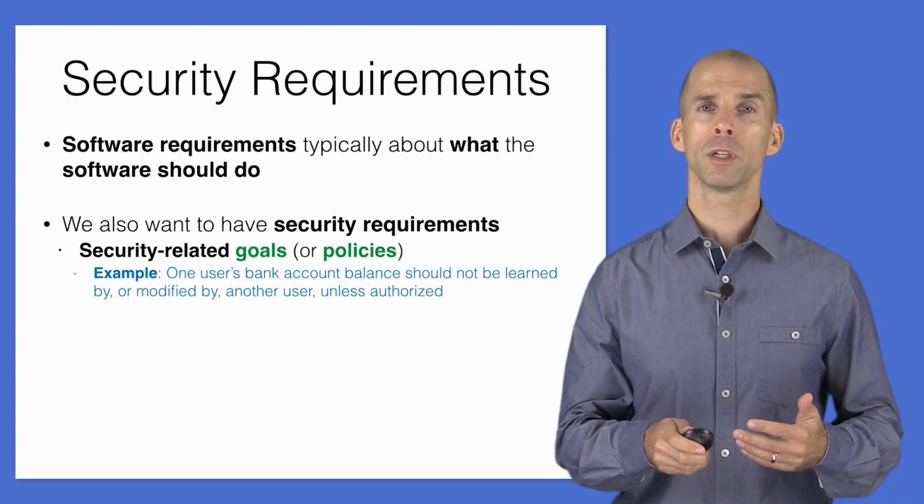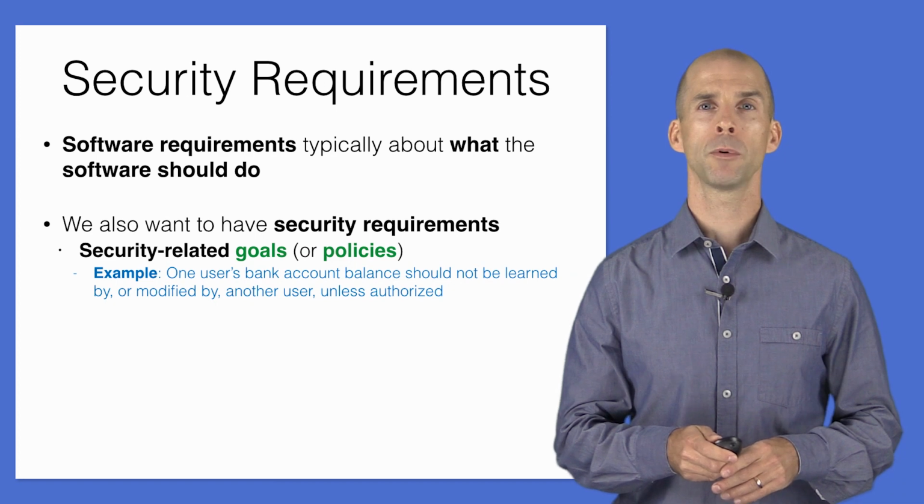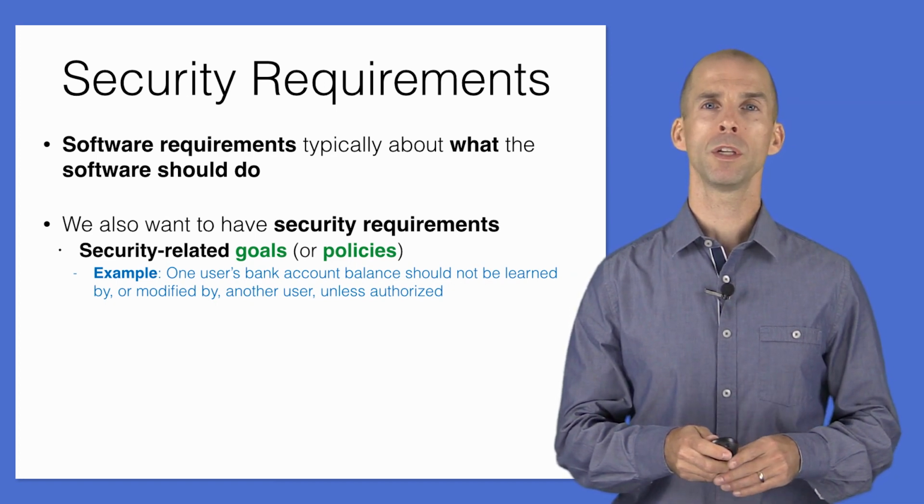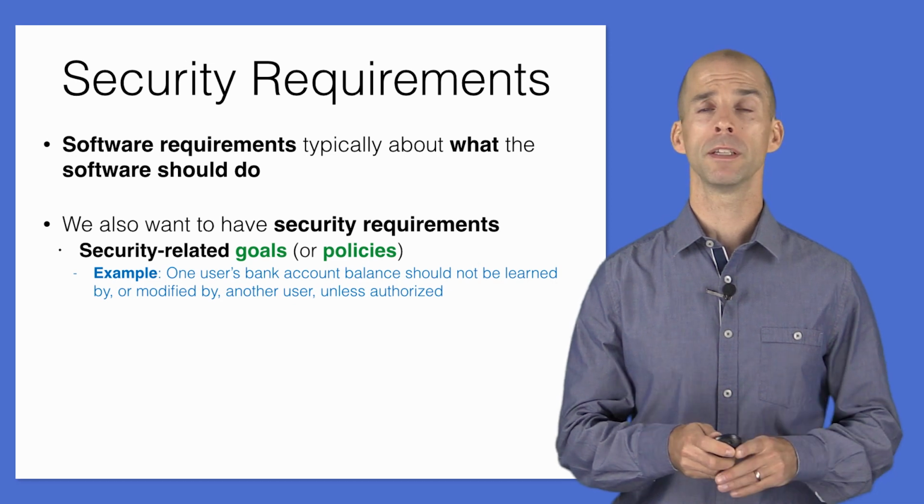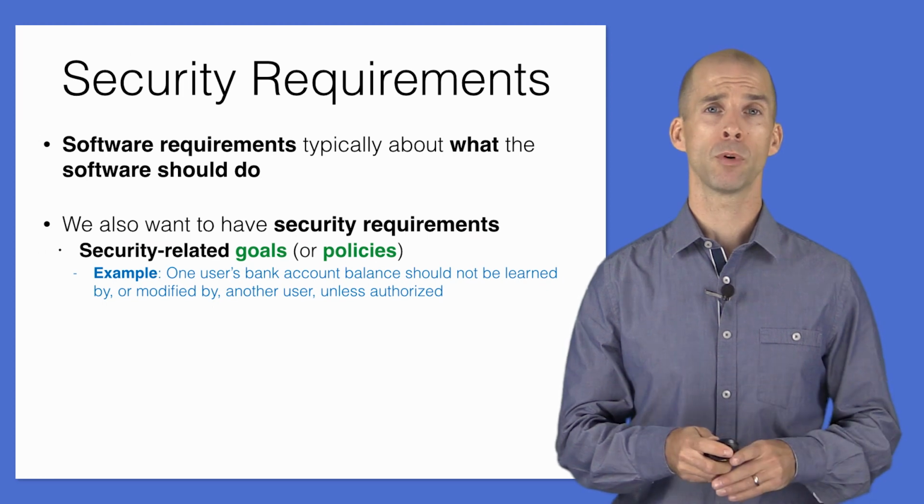First, there are the security-related goals, or policies. For example, a policy for our online bank application might be that one user's bank account balance should be private. That is, no other user should be able to figure out what it is without proper authorization.